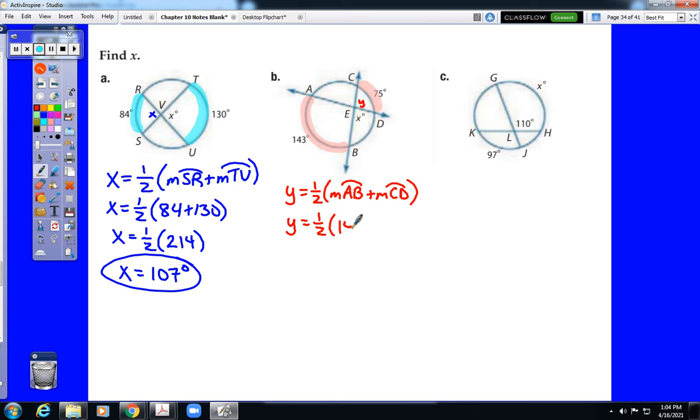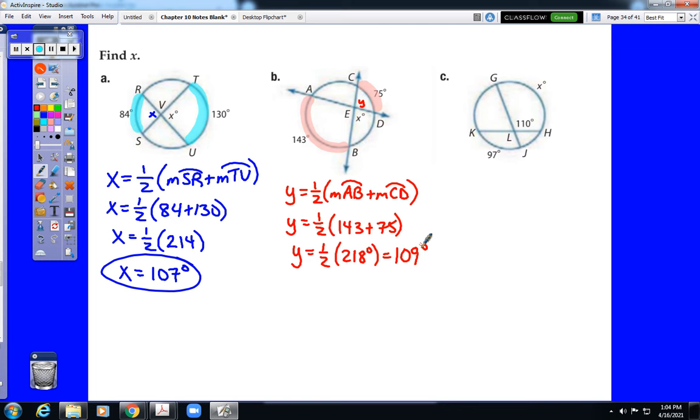So let's see, that's 143 plus 75 are the two angles. Add those together. That's 218. So Y is half of 218 degrees, which would be 109. And while that's wonderful, that's not the answer to the question. However, how do we use Y to answer the question?